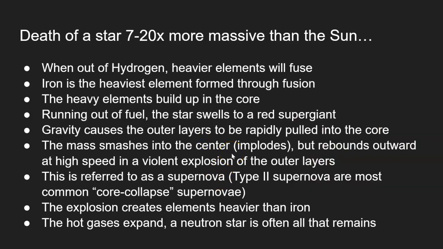Now, if you have a star that's bigger than the sun, maybe 7 to 20 times more massive, quite a bit bigger, when it's out of hydrogen, it starts to fuse the heavier elements. So now helium is fusing, and it's fusing heavier elements all the way up to iron. Iron is the heaviest element formed through fusion. The heavy elements will build up in the core. When it starts running out of fuel, it will swell into a red supergiant, so it gets huge.